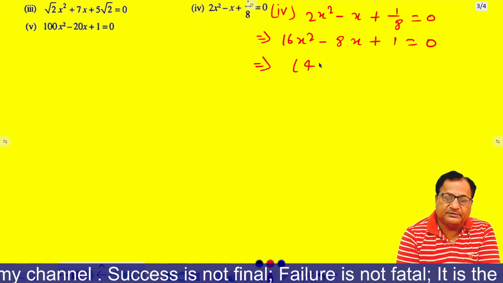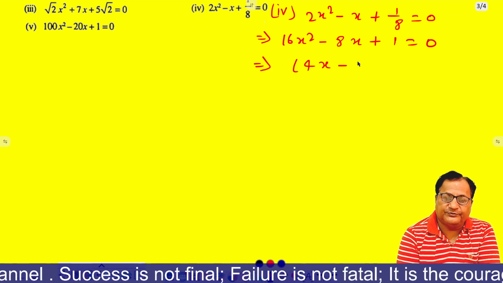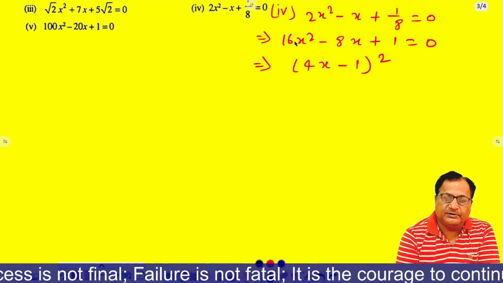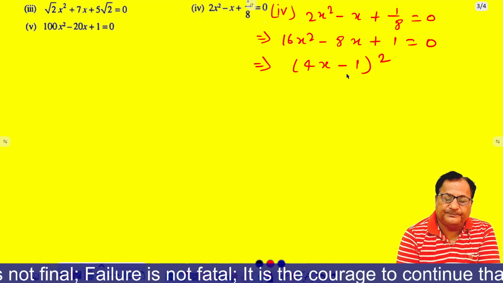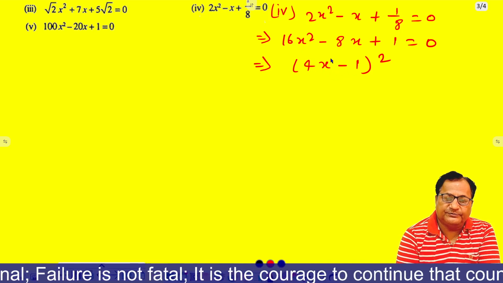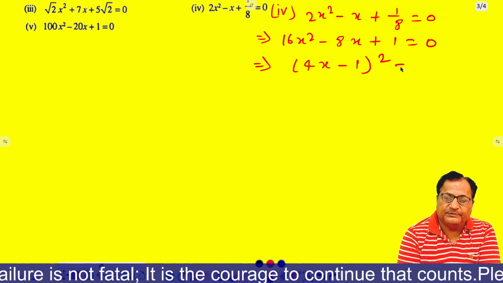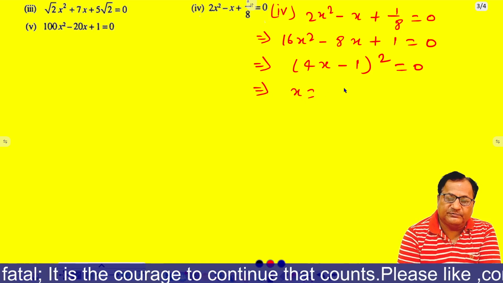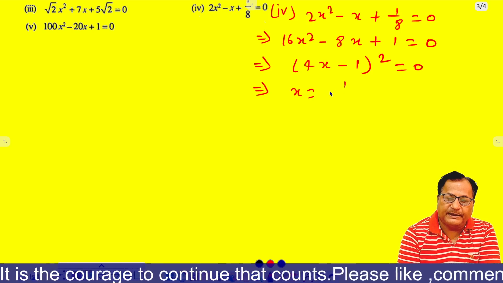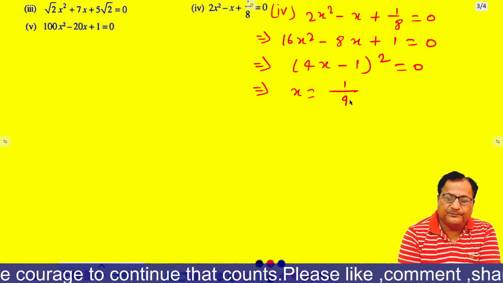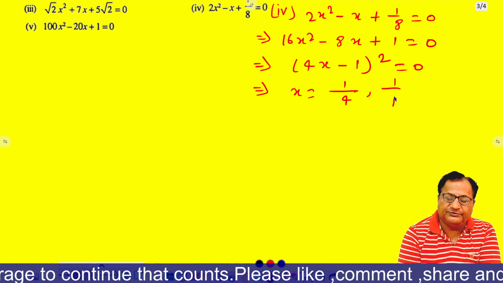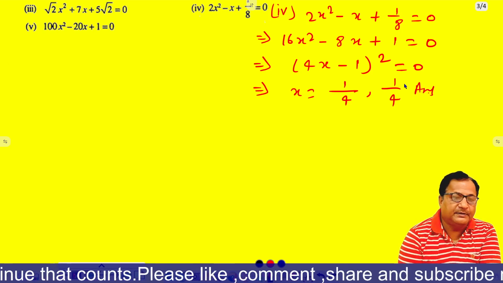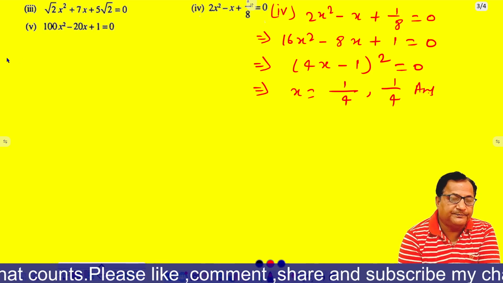This we can write as 4x minus 1 whole square. We can write this in this way: 16x square minus 8x plus 1 is equal to 0. Therefore x is equal to 1 by 4 and 1 by 4. These are the roots. This is the answer. Now see question number 5.